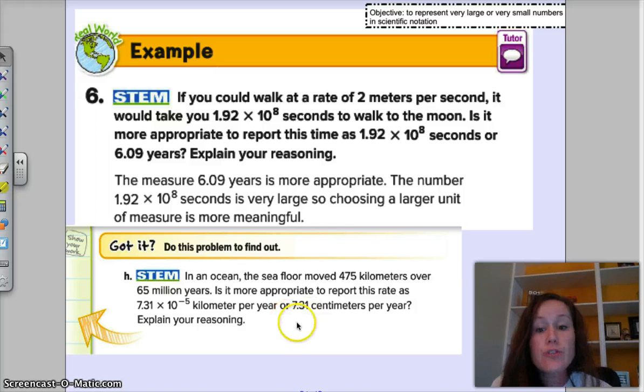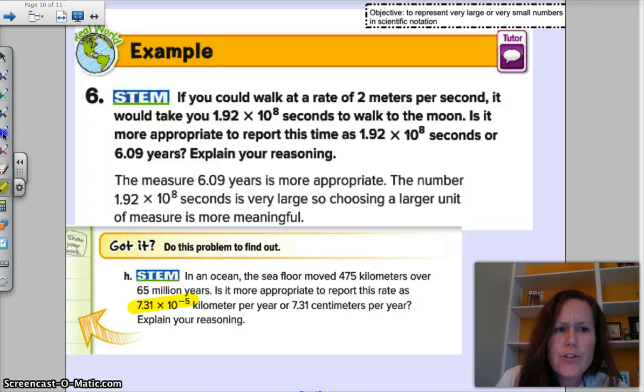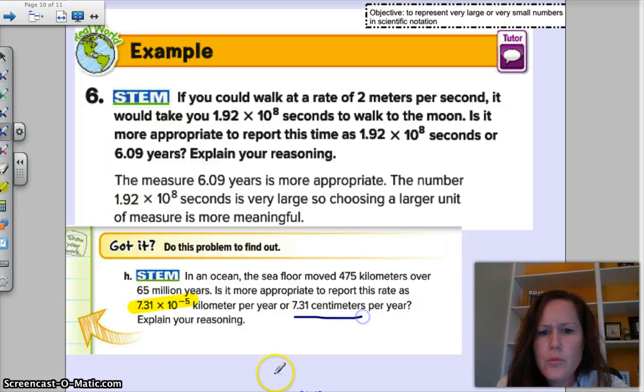So, in this case, when you're talking about the ocean floor moving 475 kilometers over 65 million years, would you represent it in scientific notation, or is it easier to understand if you say 7.31 centimeters per year? 7.31 is better.